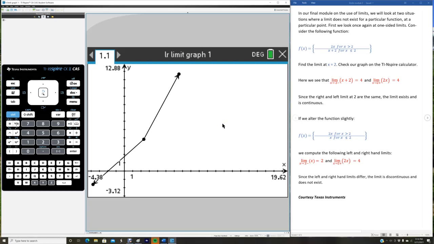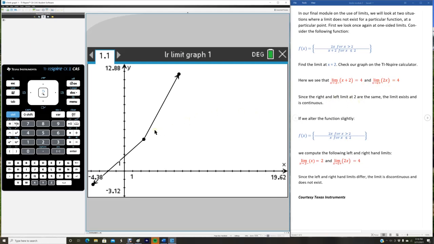Consider the following function. f of x equals 2x for x greater than 2, or x plus 2 for x less than or equal to 2. We want to find the limit at x equals 2. If we compute the limit of x plus 2 at the value of 2 from the left, we get 4. And if we compute the limit of 2x as we approach 2 from the right, we also get 4. Since the right and the left limits at 2 are the same, the limit exists and is continuous.